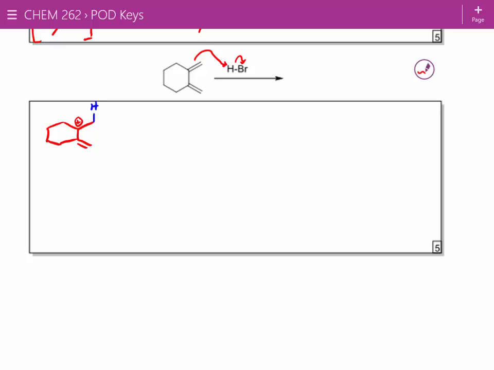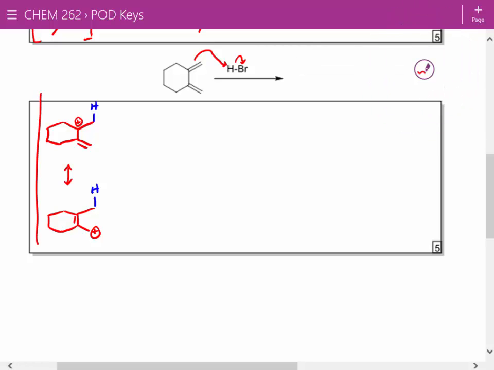It's resonance delocalized, right? So we can say, well, it's not just that carbocation. We also have another one where there's a carbocation over here. So both of these are representations of the same molecule. In reality, it's a hybrid between the two.